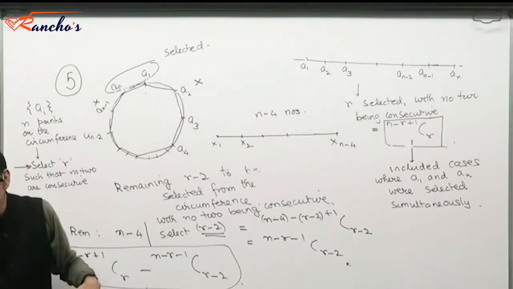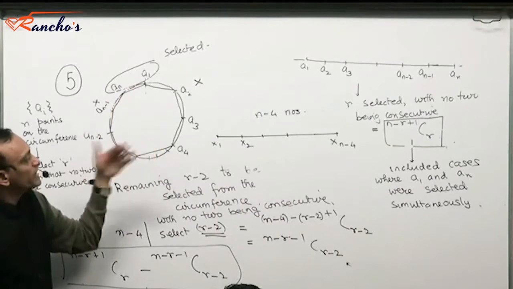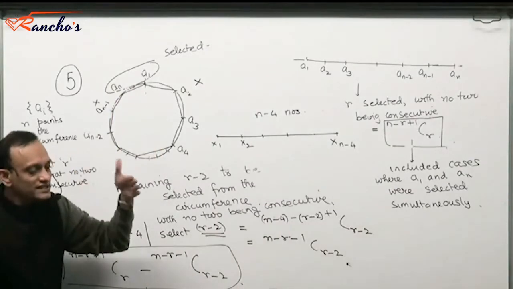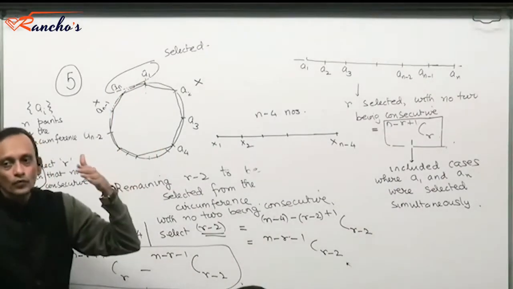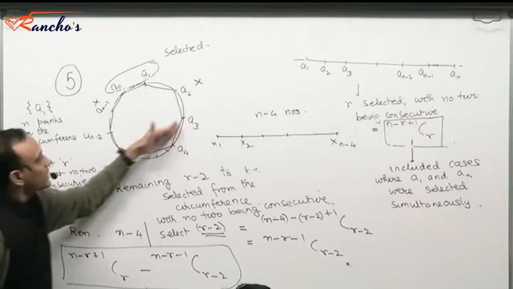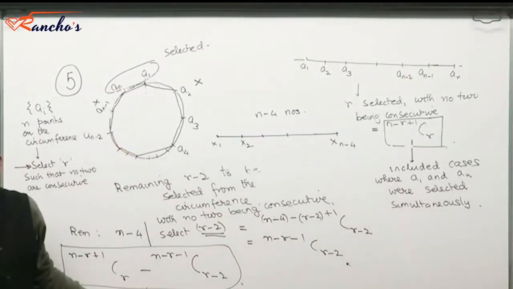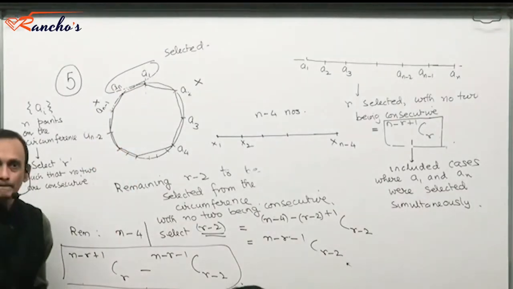Actually, this problem will reduce to that problem in which I could have had a polygon and I want to select a polygon of R sides with no side lying along the sides of the given polygon, right? Which will be this count, isn't it? Clear?